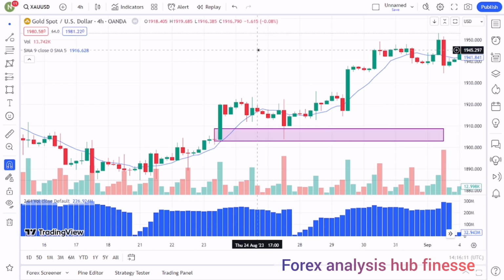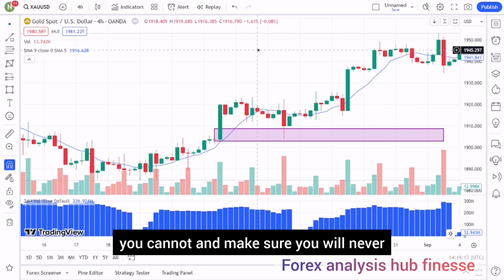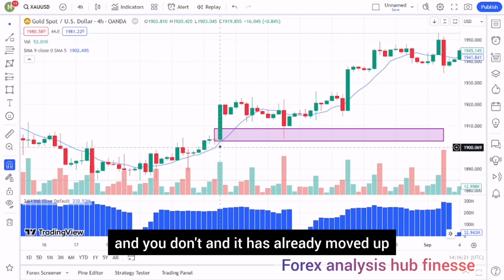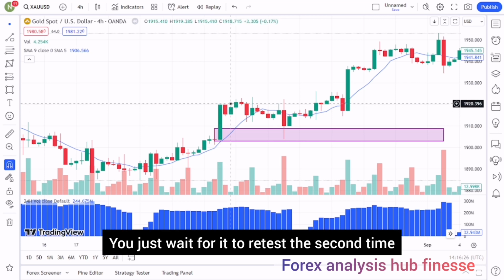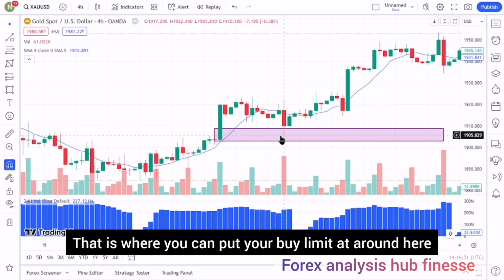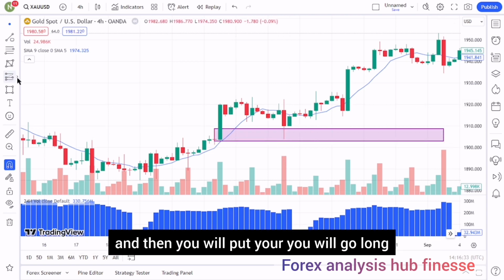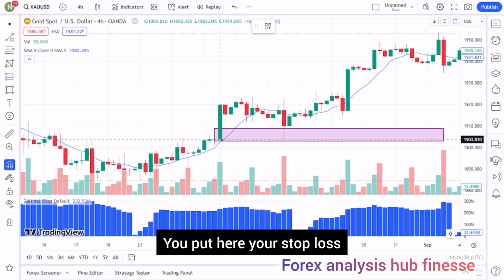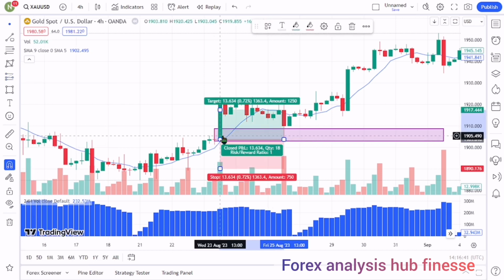Make sure you will never ever sell against the trend line. Because it's a demand zone and it has already moved up with a very strong spike, you just wait for it to retest a second time. That is where you can put your buy limit at around here, and then you go long. You put your stop loss and your take profit here.